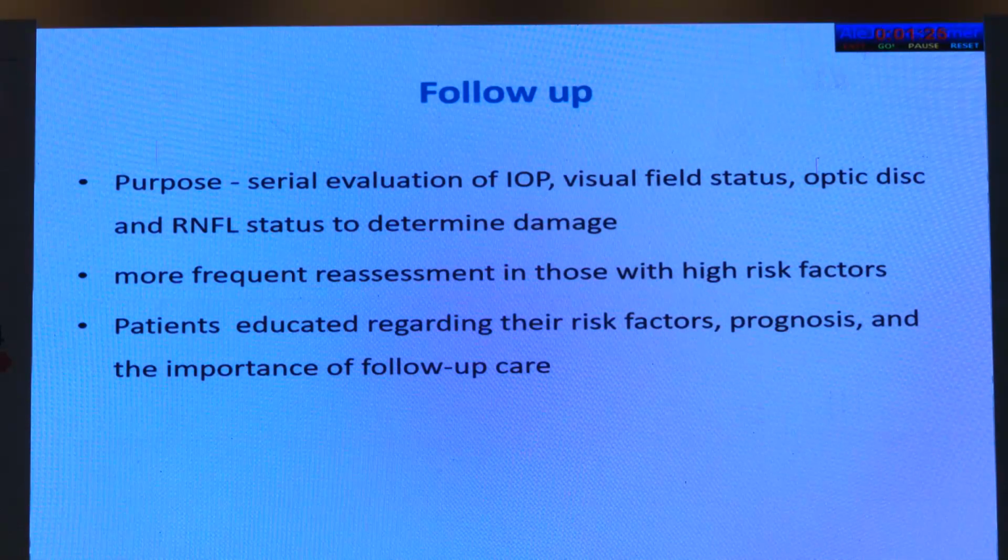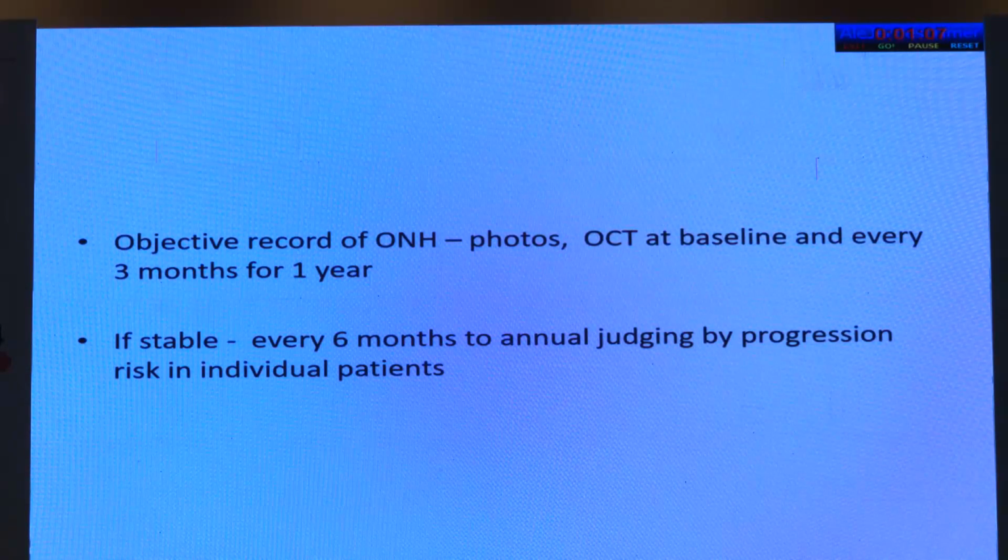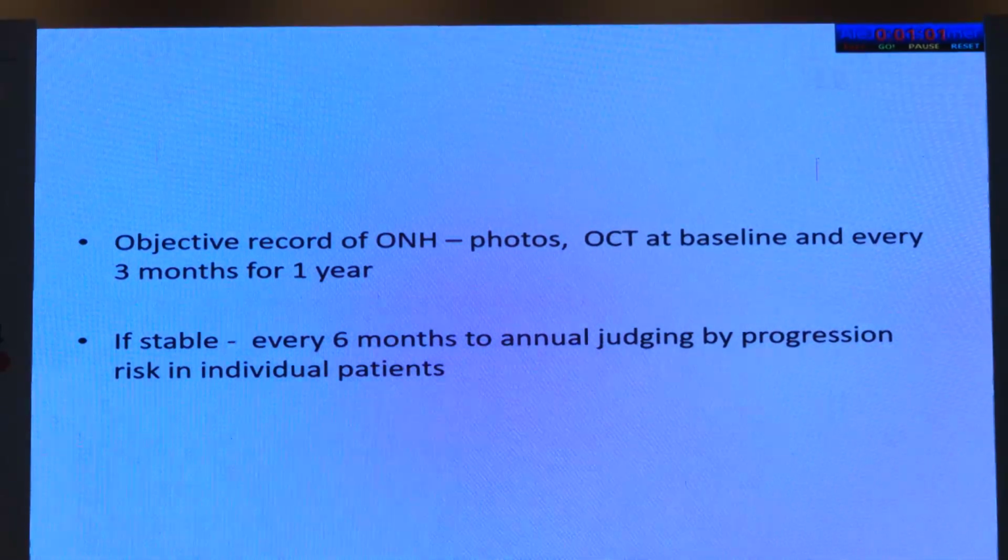But the patient should be followed properly, serial evaluation should be done, and patients should be educated regarding the risk factors, prognosis, and importance of the follow-up. IOP should be checked every 2 months, field test every 4 months, and if there is no change, then every 6 months, and if still there is no change, you can go for a yearly field test. ONH documentation is also important, and if stable, then every 6 months to annual, you can look for the progression.